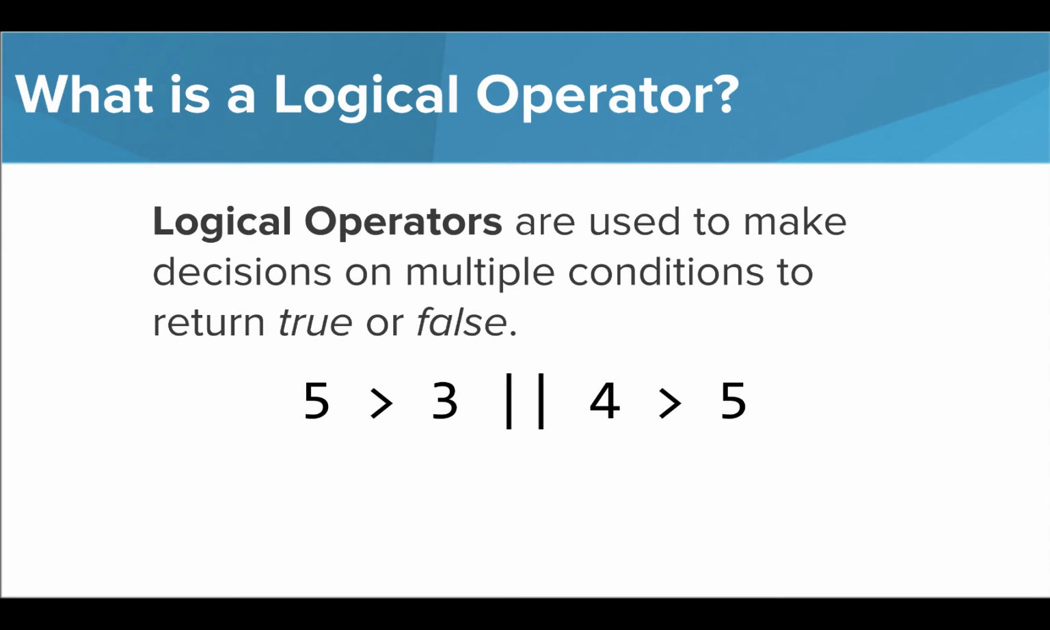For the OR operator to evaluate to true, one of the conditions must evaluate to true. 5 is greater than 3 or 4 is greater than 5. The first comparison, 5 is greater than 3, evaluates to true. The second comparison, 4 is greater than 5, evaluates to false. So the combined condition evaluates to true since one of the conditions is true.